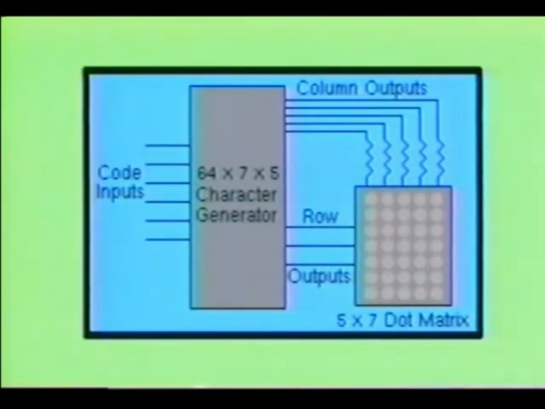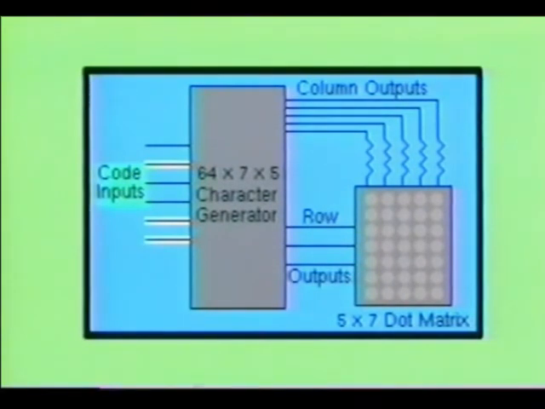To better understand how the character generator works, we will examine this simple circuit. Notice that it consists of a character generator with the 6 character code address lines, as well as outputs for the row addresses and column addresses. Also shown is a 5x7 dot matrix display. We will begin by placing the code for the uppercase letter S on the character code address input lines.